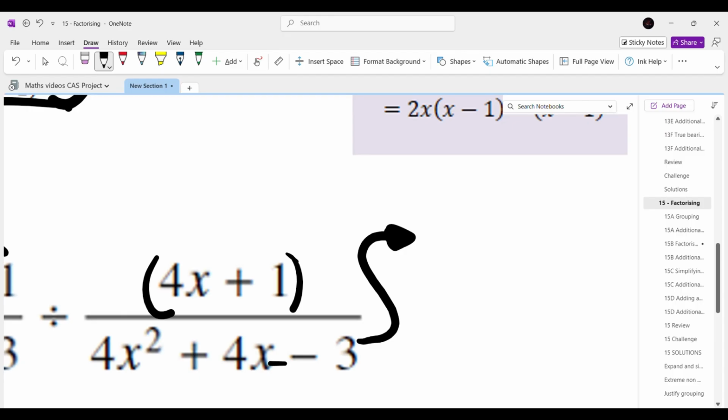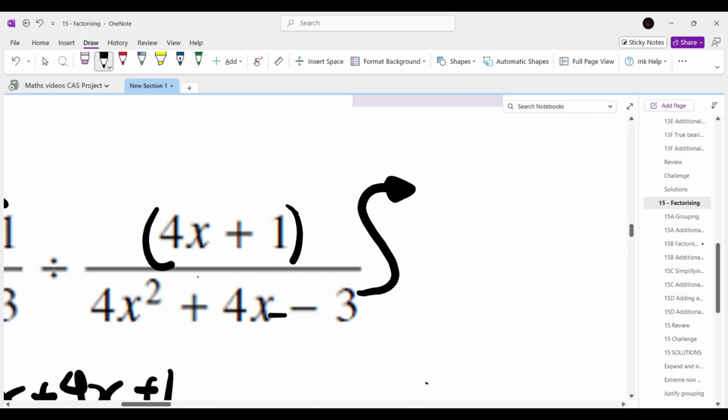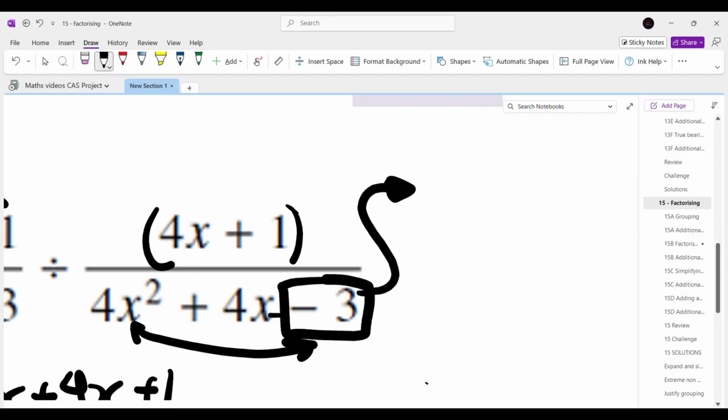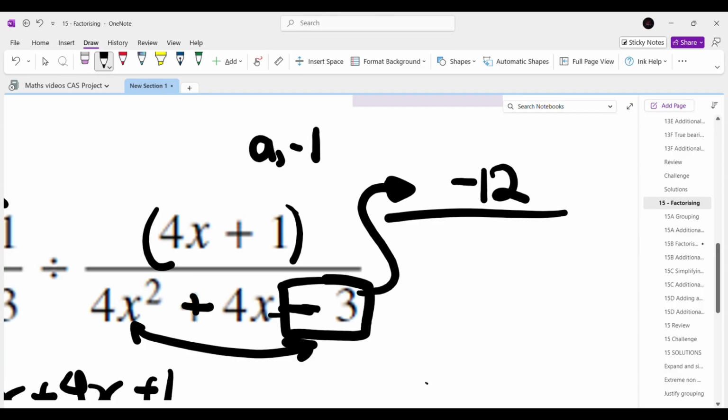When we're multiplying these two terms together, make sure you always include the minus sign, because this term right here is minus 3. So 4 times minus 3 is minus 12. We're looking for numbers that add to get plus 4 and multiply to get minus 12. As I was discussing earlier, if this sign is negative and this sign is positive, that means one of our terms is going to be positive and one of them is going to be negative, because if you have a negative, it just multiplies.